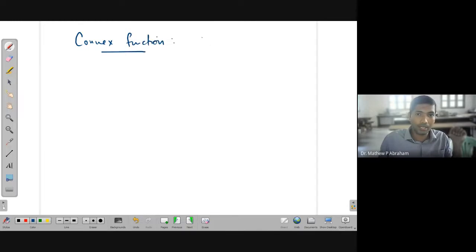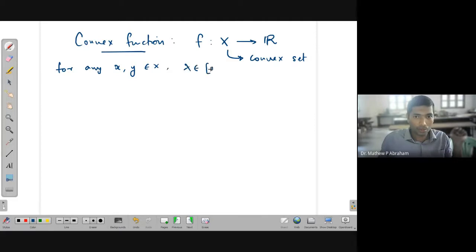Since it is a function, it is a mapping from x to r. And for a convex function, we have already said that we require this x to be a convex set. And this function f is convex if it satisfies this property. So I'll write the property. For any x, y belonging to the set X, and for any lambda belonging to 0 and 1, as you have already seen in the convex set case. Now I am defining it for a convex function.